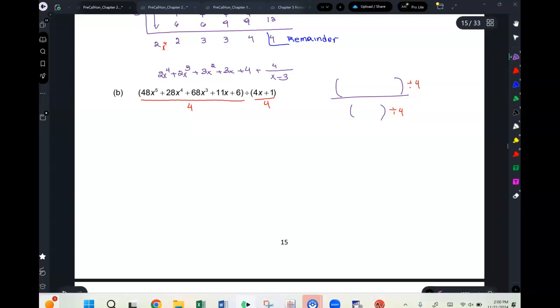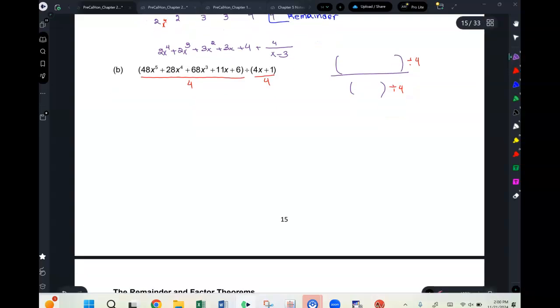So now when you do that, what do you have? 12x to the 5, 7x to the 4. What's 68 divided by 4? 17. Oh, look at you guys. Plus 11 over 4x plus, what's 6 over 4? 3 over 2. Divided by x plus 1 over 4.